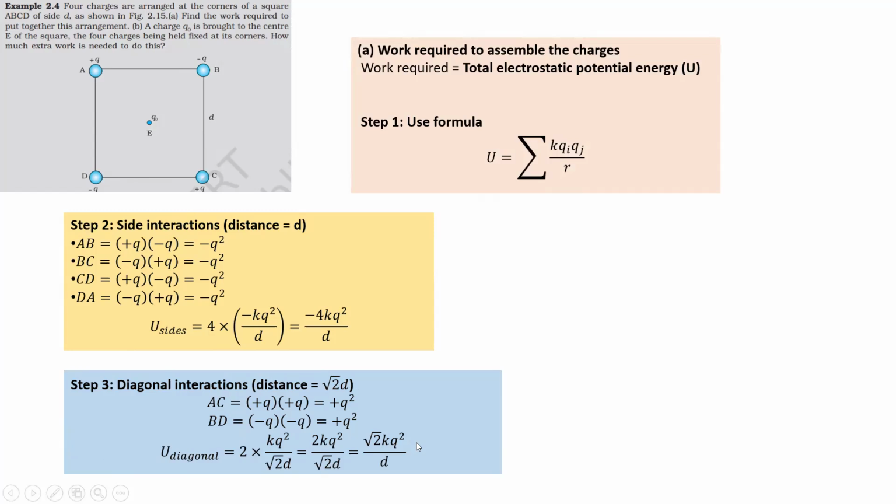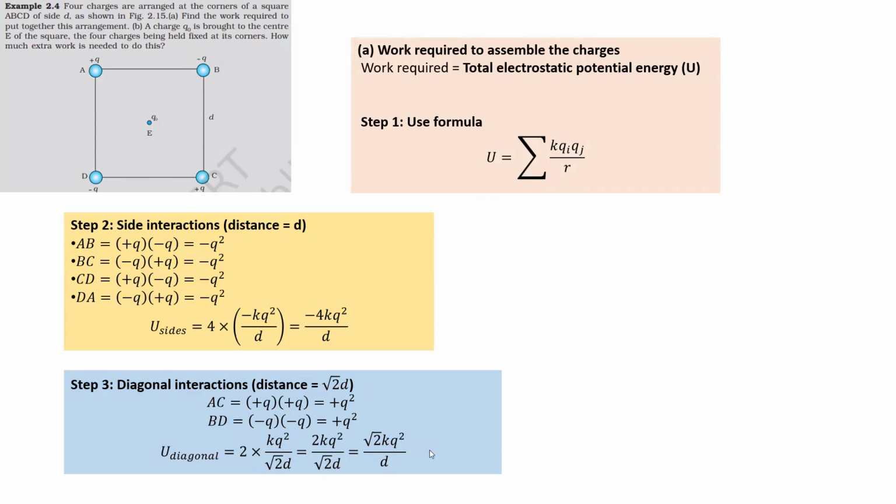Therefore, energy due to diagonal is given by 2 into KQ square divided by root 2 into D. 2 times KQ square, separation is root 2D. If you simplify, this root 2 will get cancelled. It will come root 2 KQ square divided by D.